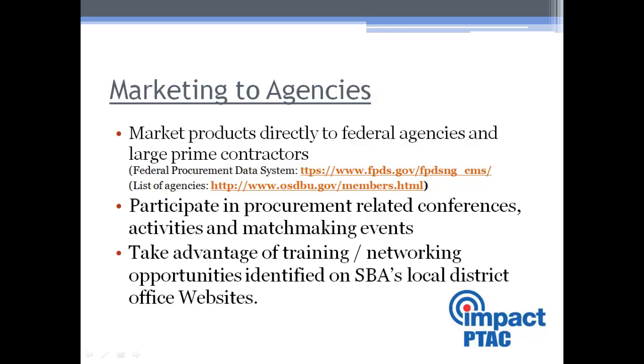Marketing to agencies and contracting officers can often feel overwhelming because of the enormous size of the federal government. In order to effectively market your business, it is necessary to research which agencies have a history of buying your products or services. One way you can do that is by using the Federal Procurement Data System, which can be found at fpds.gov. Another option is to have Impact PTAC create an in-depth marketing analysis for your business, which will allow you to focus your marketing efforts.